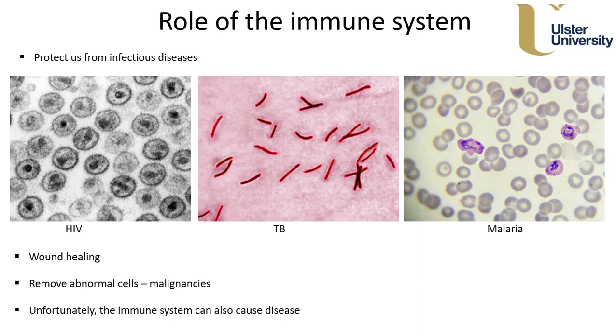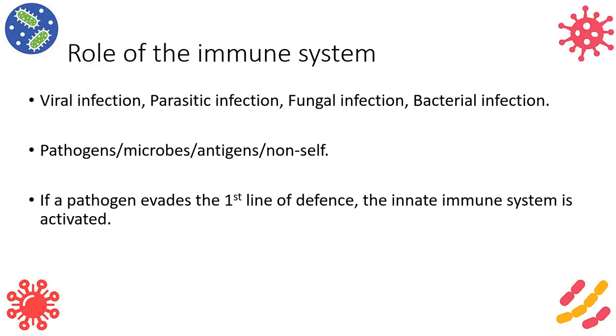The immune system also promotes wound healing, as well as removing abnormal cells such as cancer cells. And the final function of the immune system is one that is unwanted. Immune cells can cause disease, namely autoimmune diseases, and they're also involved in allergic reactions.